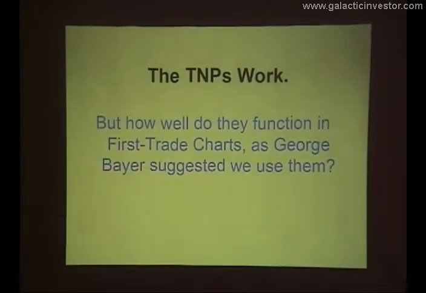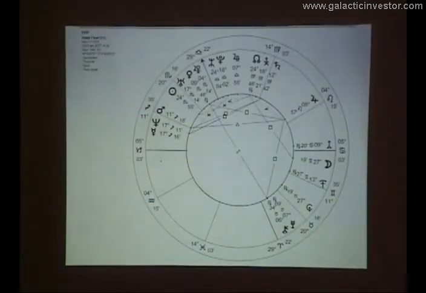So the Trans-Neptunians work. So what we need to do is figure out how they function in first trade charts, as Mr. Bayer suggested. Do they have anything to do with them? So let's take a look at another horoscope here. In this case, we can't look at it on the chart from the first trade chart in the program because it doesn't include the Trans-Neptunians. We have to calculate it with other software if we want them to show up in a horoscope.